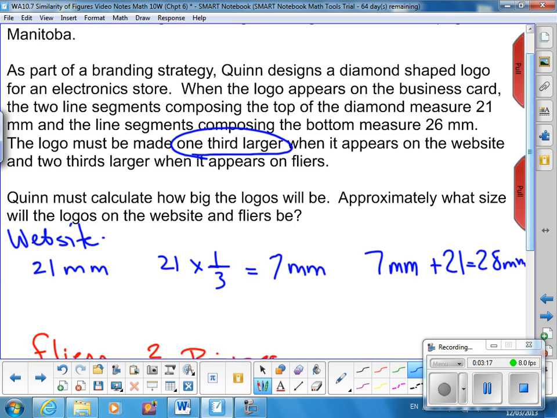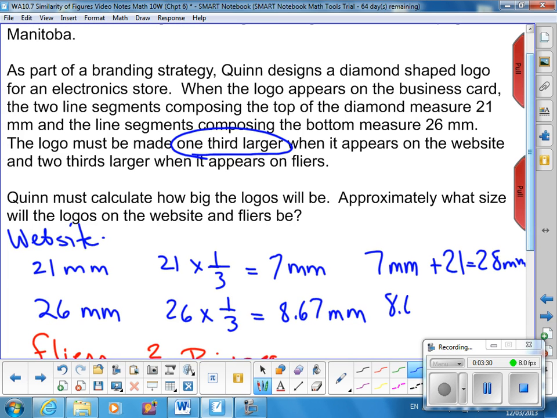The second step is the second dimension, which is 26 millimeters. We're going to take that and multiply it by 1/3 and get 8.67 millimeters. So 8.67 millimeters plus 26 will give me 34.67 millimeters.